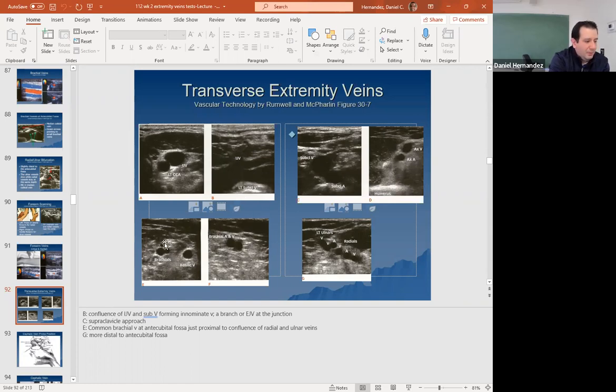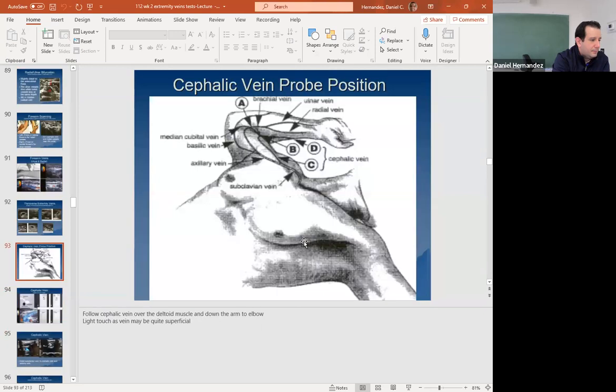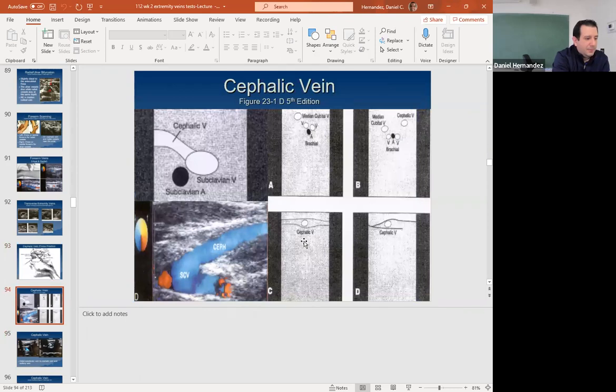Getting down into the upper arm, again, visualize and find your brachial artery, find the two paired veins, and then the basilic vein more medial, off by itself. Here we have just the brachial veins, and then down in the forearm, we have radial and ulnar. With the cephalic vein probe position, we follow the cephalic vein over the deltoid muscle down the arm to the elbow. Just remember to use a light touch because it's very superficial.